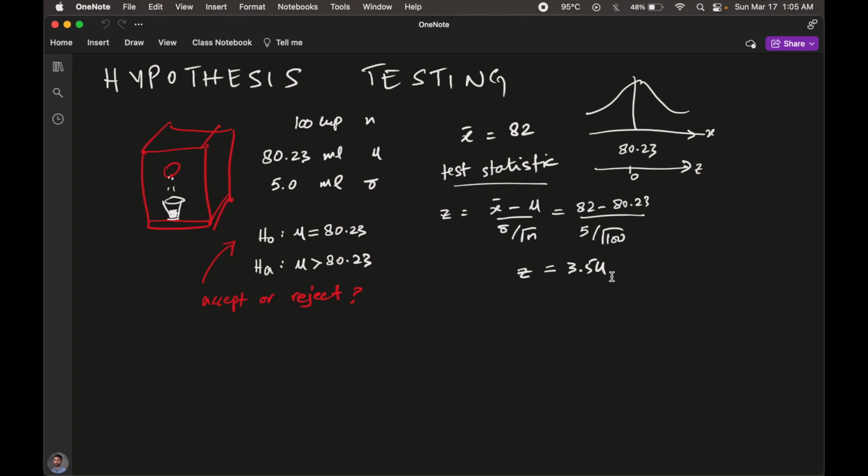Now, this is significant. This is important to us to be able to tell what this really means. On a z-axis where you're centered at 0, you now have a phenomenon where 100 cups give a sample mean value of 82, which turned out to be 3.54.